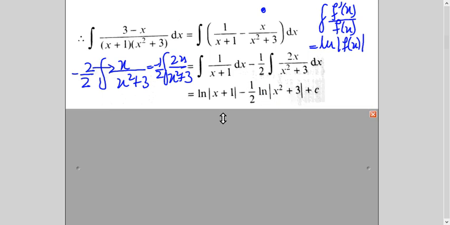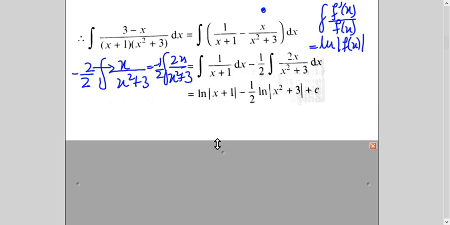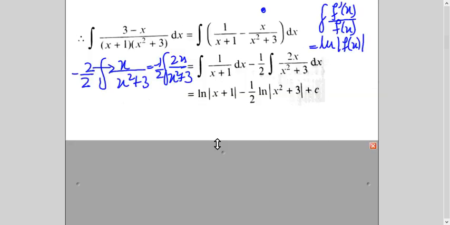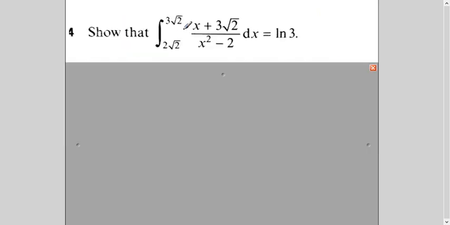I hope you understood this. Now, one more question I will do. That was an indefinite integral because there was no limit. You can see there is no limit. So one question I'm solving with limits, a definite integral.